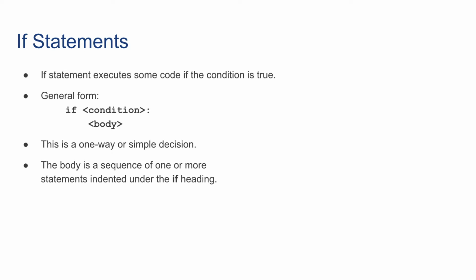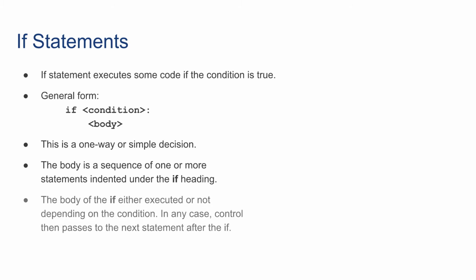The body is a sequence of one or more statements indented under the if heading. The body of the if is either executed or not depending on the condition. In any case, control then passes to the next statement after the if. And here the condition is actually a Boolean expression which will evaluate to true or false. And then let's see some examples here.